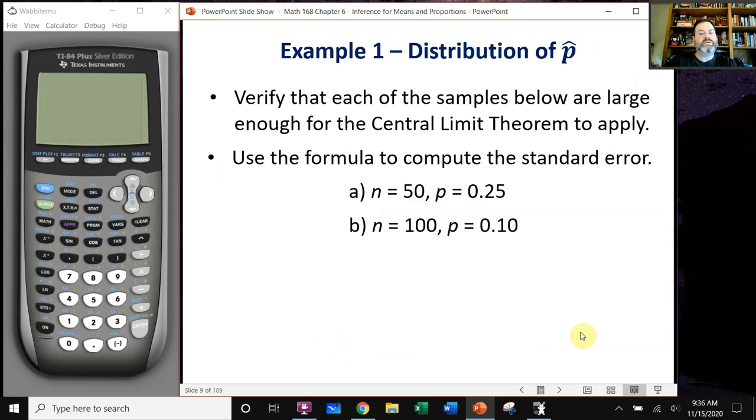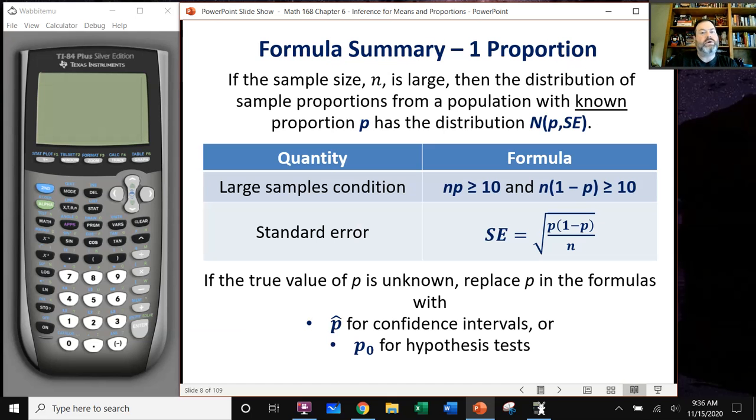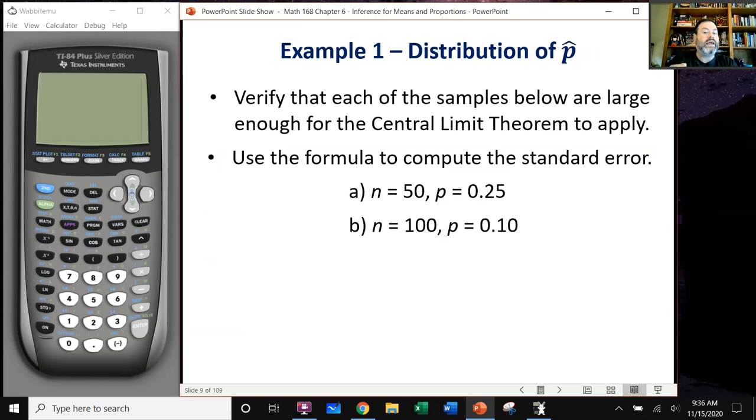All right, let's see how to use these formulas. Verify that each of the samples below are large enough for the central limit theorem to apply. Use the formula to compute the standard error. So we have two things here, right? We're going to use all three formulas. We check that the samples are large first, and then we compute the standard error if the samples are large, okay?